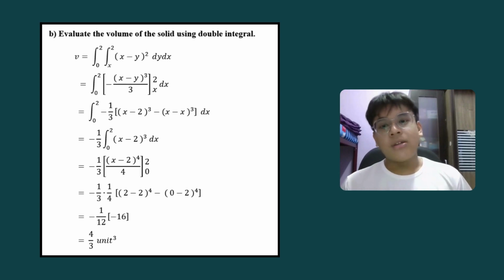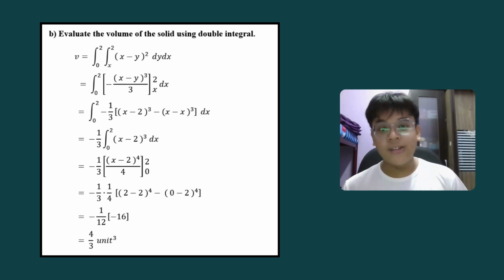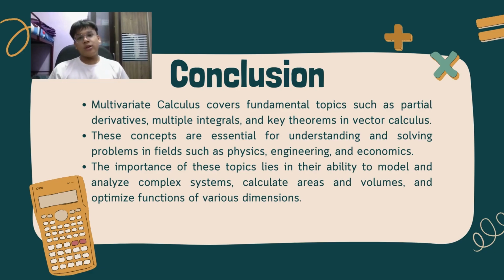The second step is integration of the inner function, and then calculate, and come to the fifth step, which is the integration of the outer function, and continue calculations, and we will finally get 4 over 3 unit cubed as our final answer. Now we have come to the conclusion part.